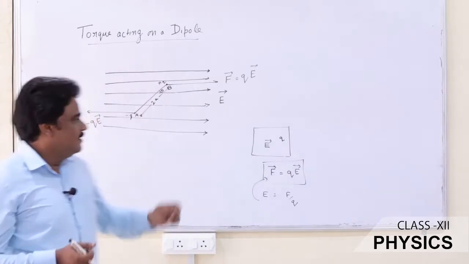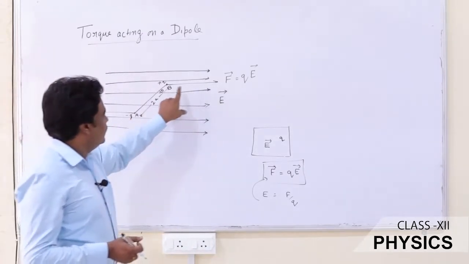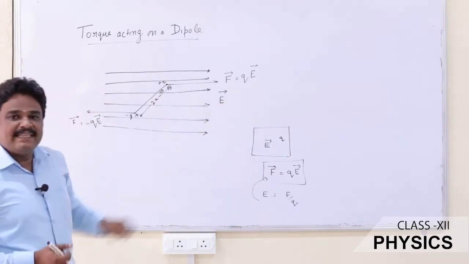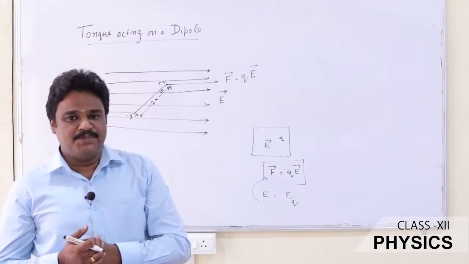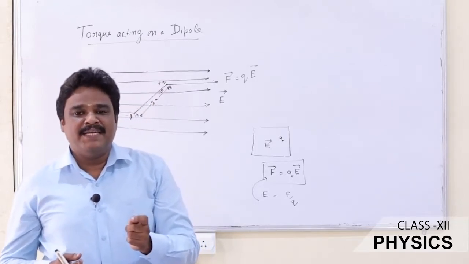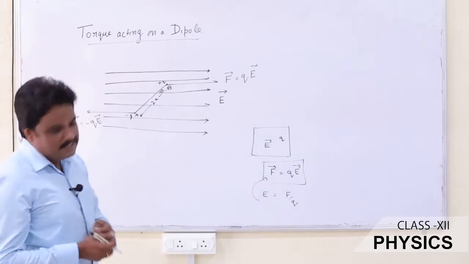Once again, the force on minus Q at A is minus QE. The force on plus Q at B is plus QE. The dipole is under the action of two equal, unlike and parallel forces, and ultimately the dipole experiences a torque. Now, I am going to derive an expression for torque.